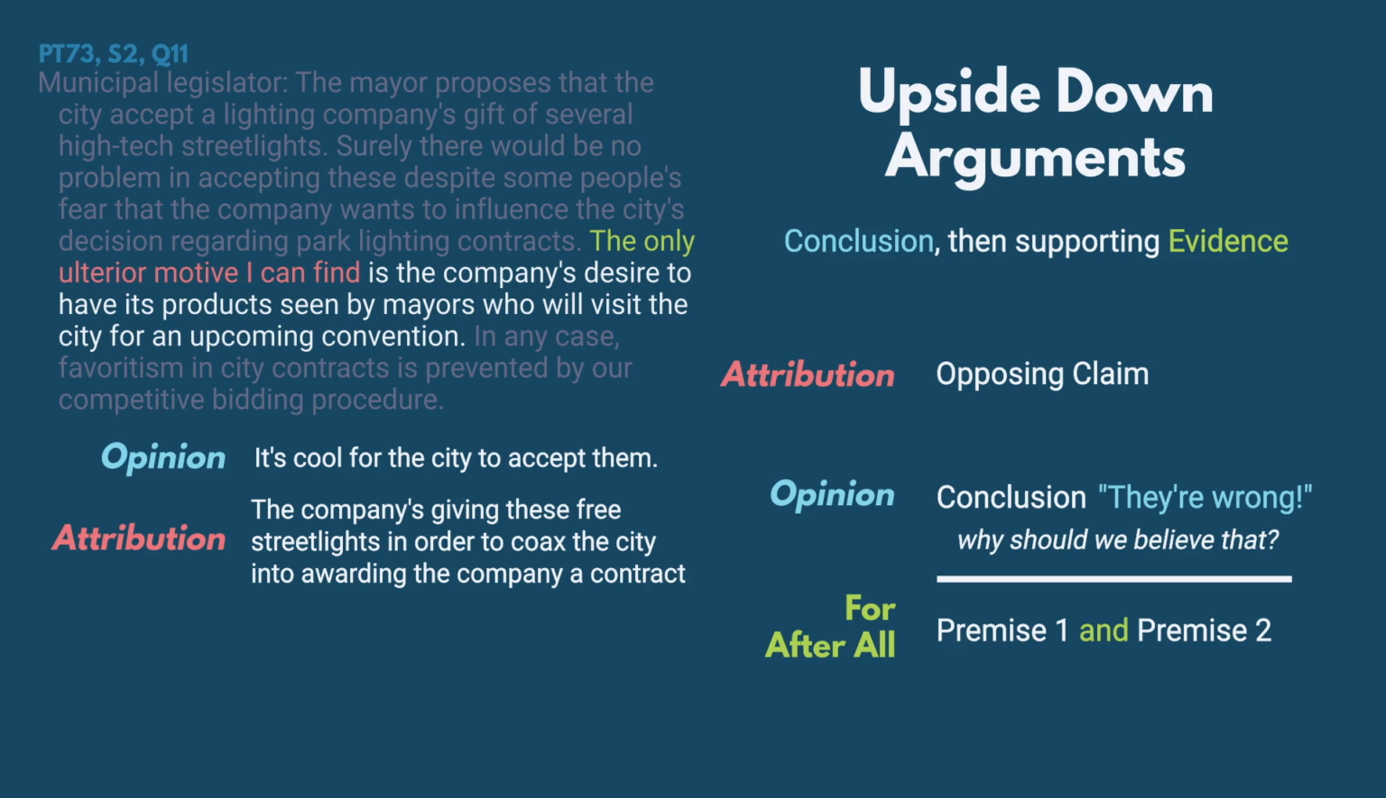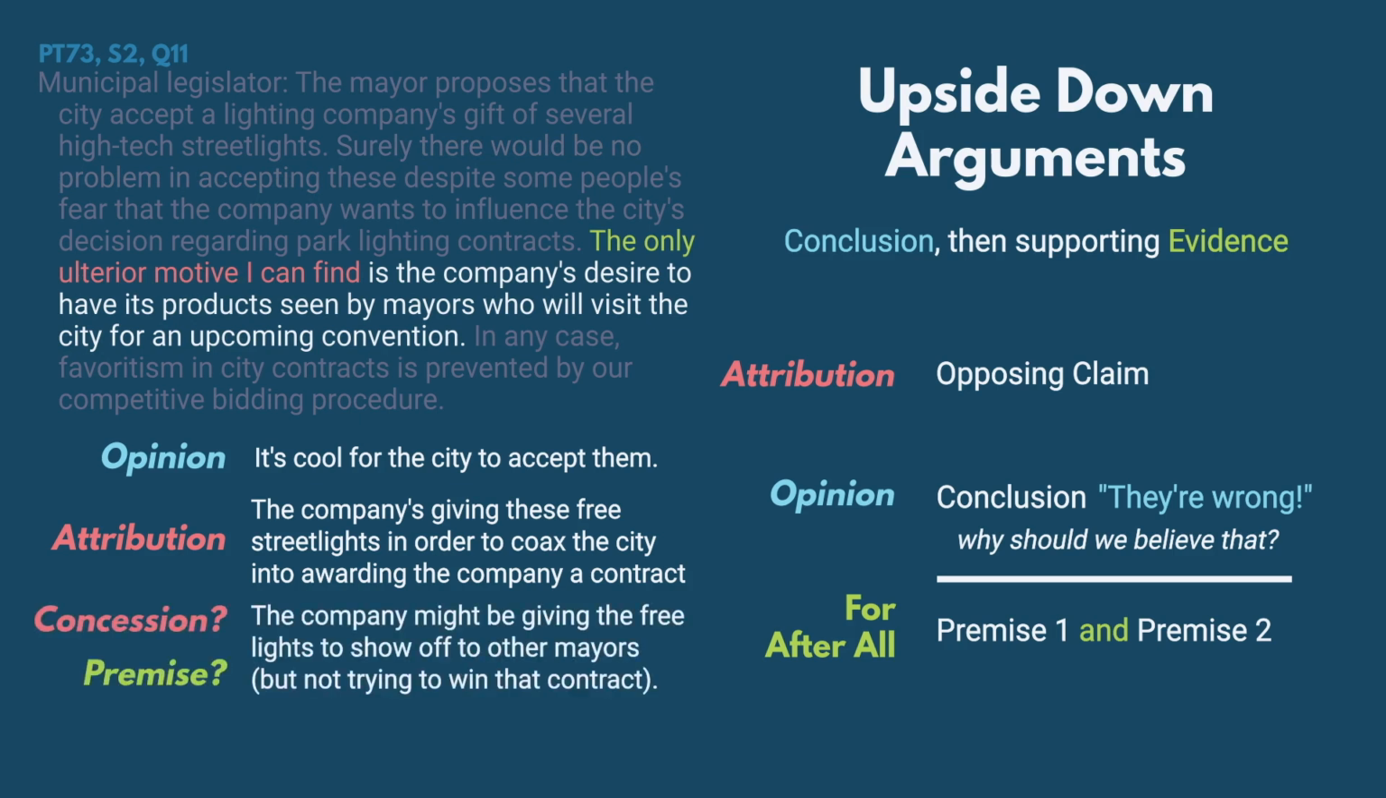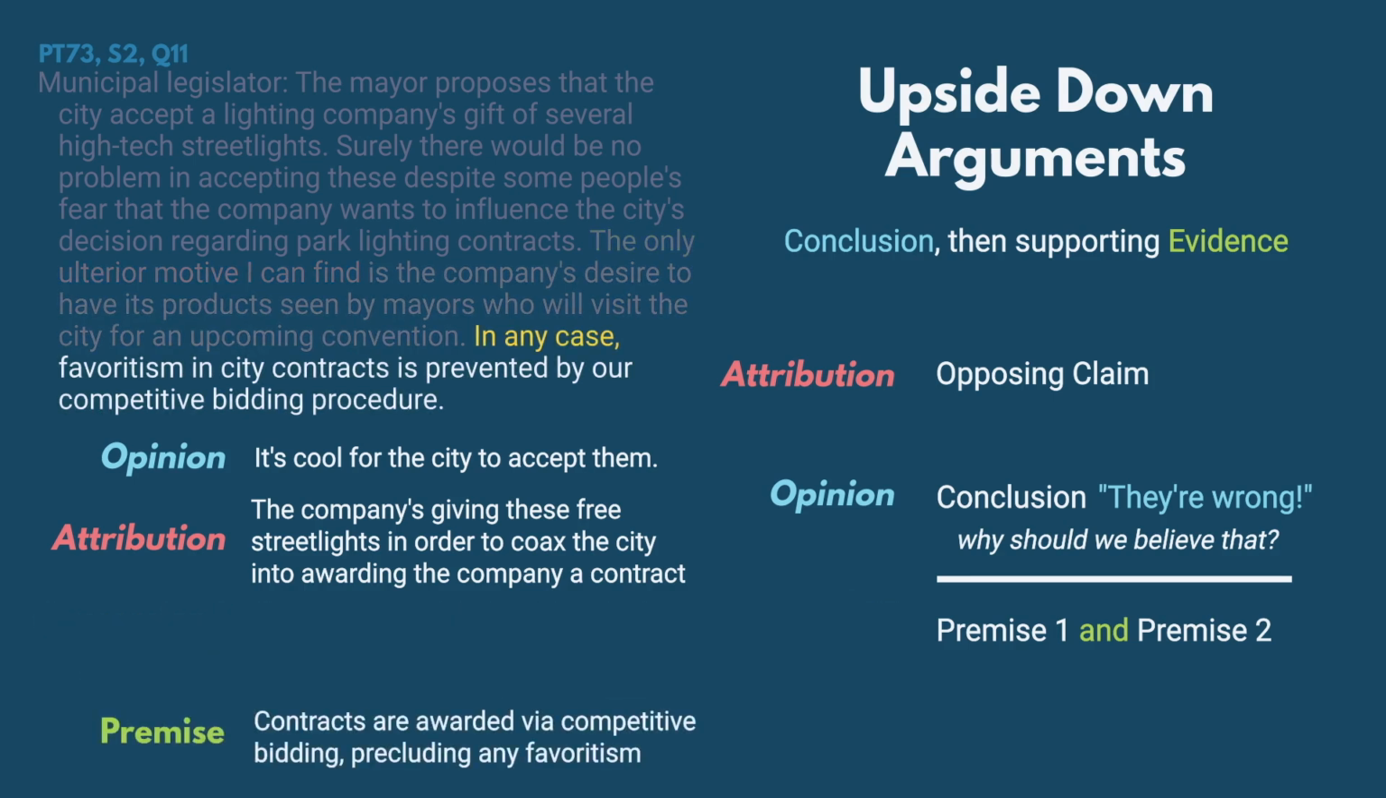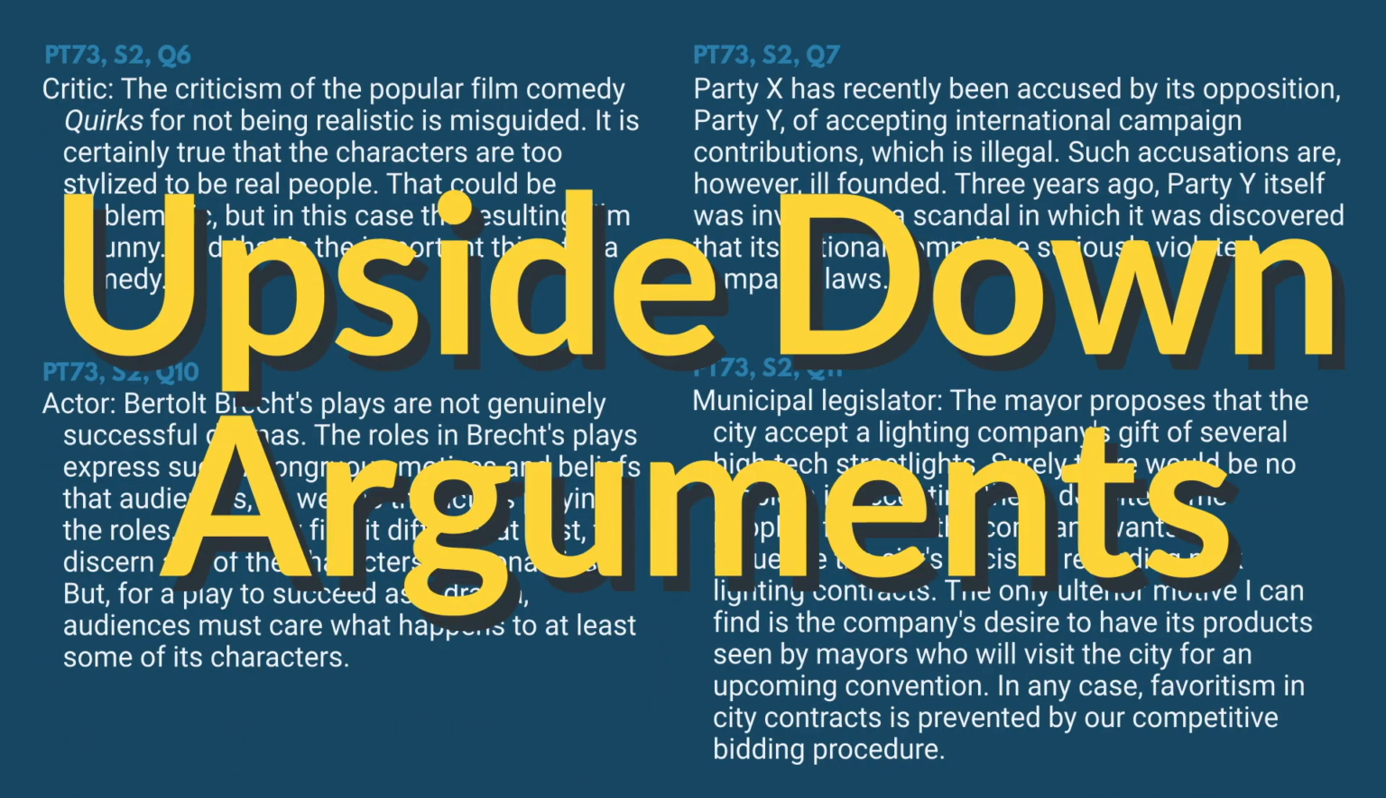Why? The next claim is kind of a weird mix. It's saying, well, the only reason they would want you to accept them is so that you'll show them off to other mayors. But the real premise is the final idea that the way the city awards contracts is through competitive bidding, so there's no way to bribe your way into that. Once again, we're seeing a lot of distance between the conclusion and the eventual premise.